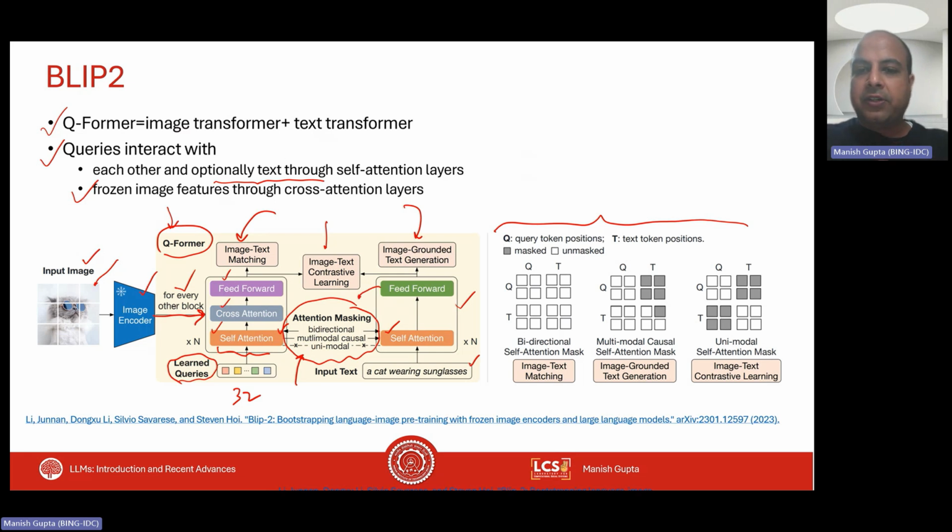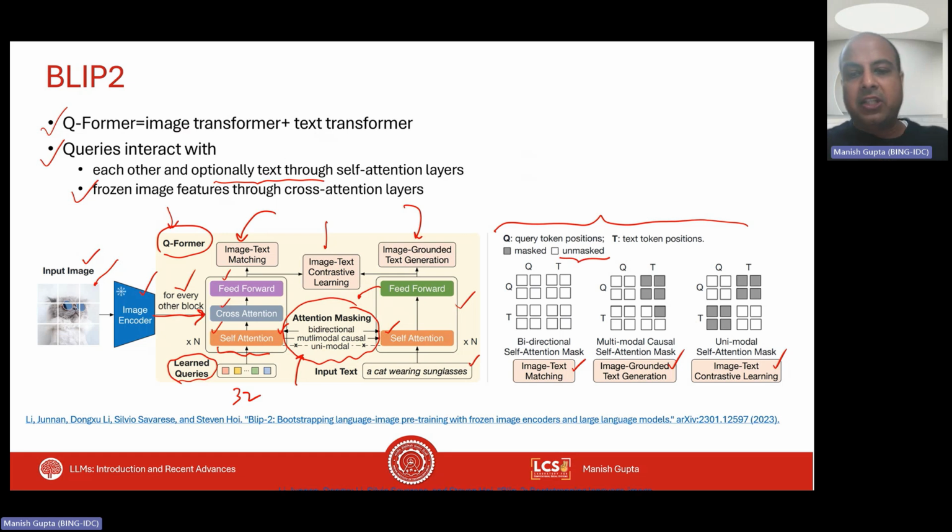This self-attention differs based on the loss function that you are computing, so the masks differ depending on the loss function. This is for image text matching, this is for image grounded text generation, and this is for image text contrastive learning. Of course, the white thing means it is unmasked.